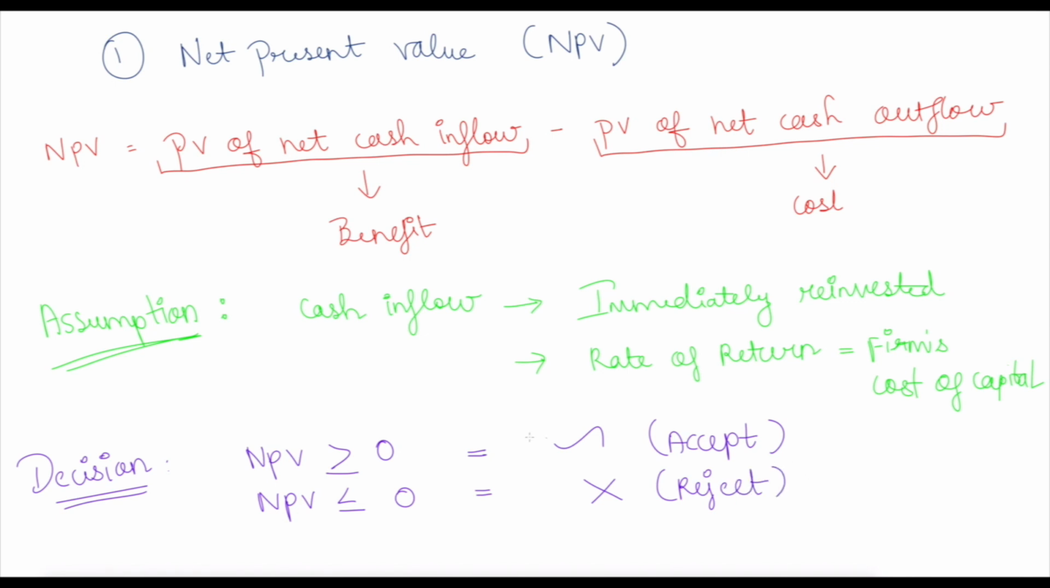Exactly. So there is another possibility. What is it? NPV may be equal to 0. In this case it is up to the firm. Either they can accept it or reject it. That is, it is nothing but an indifference point.